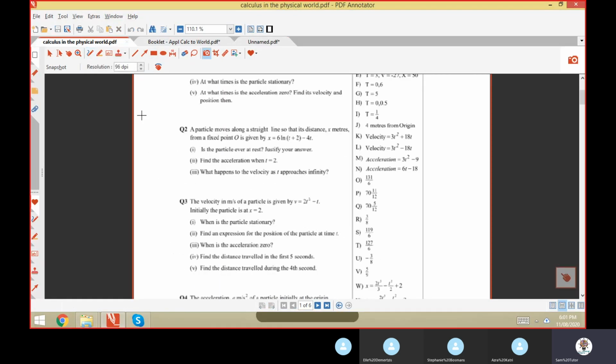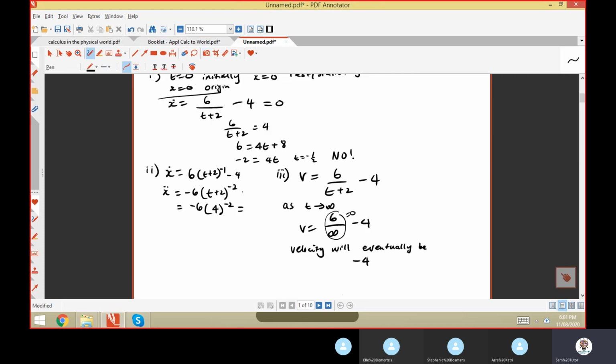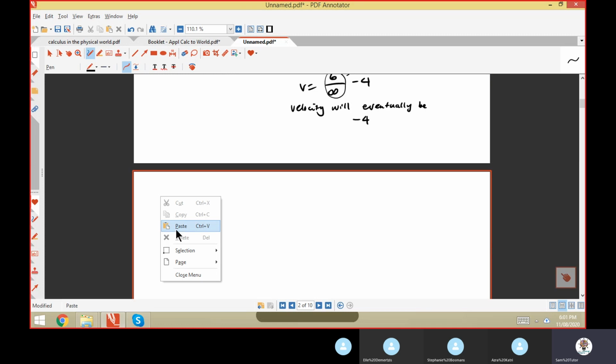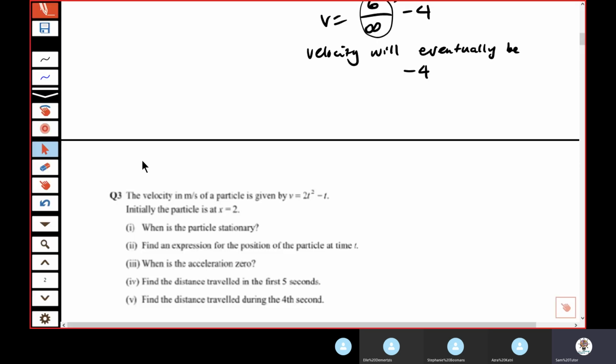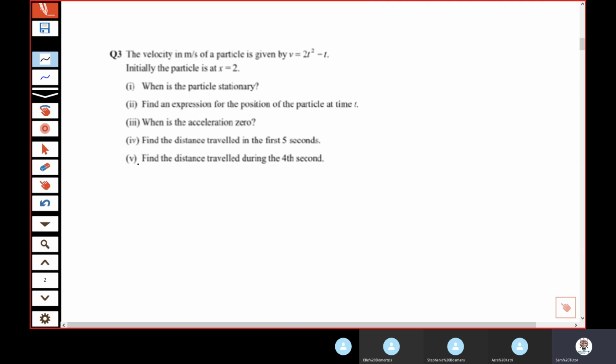Let's do another one, which is distance. Question 3. Okay, so the velocity of a particle is given by this. That's the velocity. Initially, what do we know initially? So you've got to wrap all that around your head. Time equals 0 initially. The particle's at x equals 2.